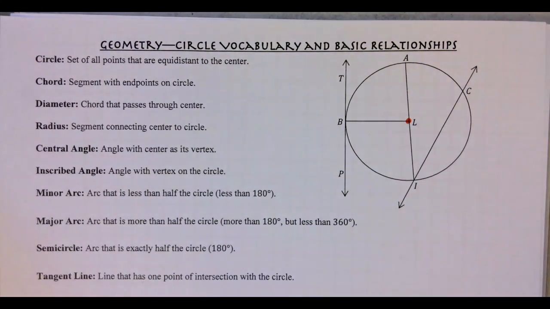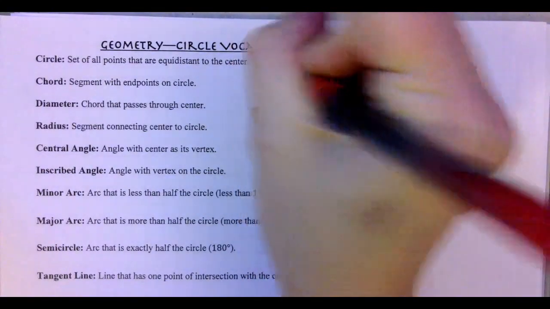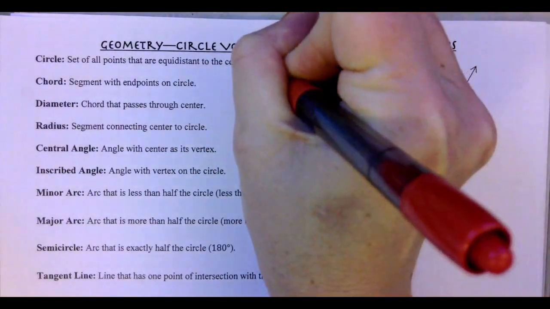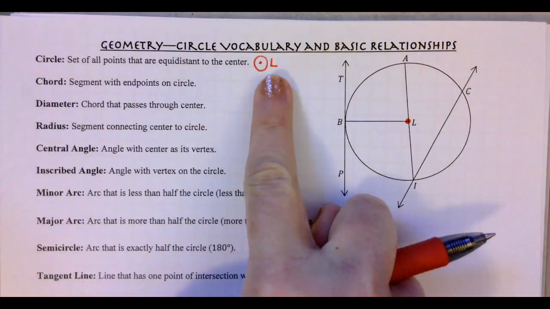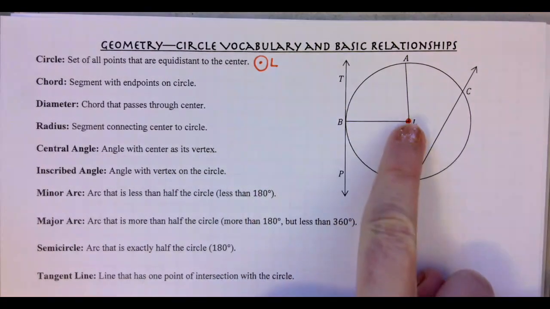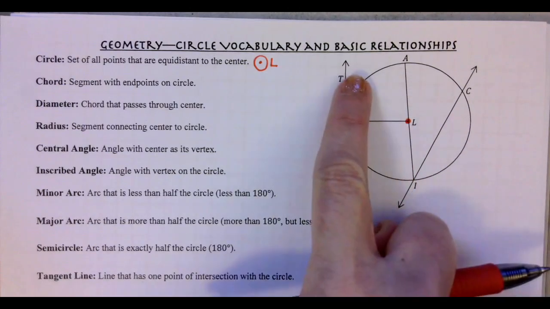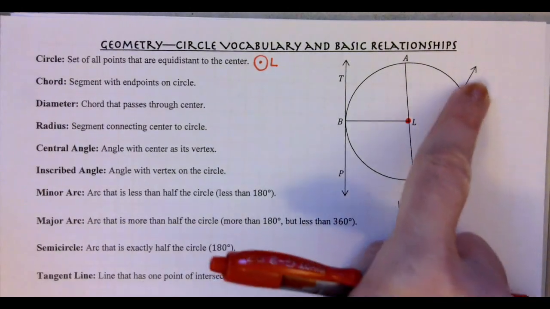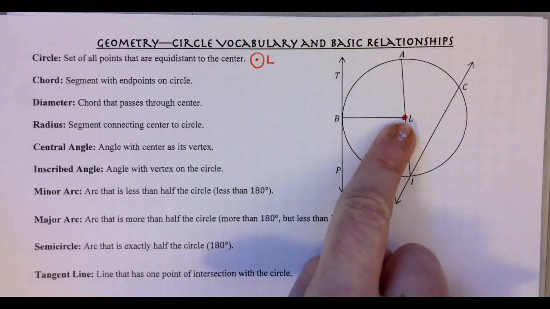So when we name a circle, we name it by the center. I use a circle notation, little circle, little dot inside, and then I point out the center right here. So we would name this as circle L, right? L right here is the center, and these are, of course, all of those points on the circle that are the same distance from that center.